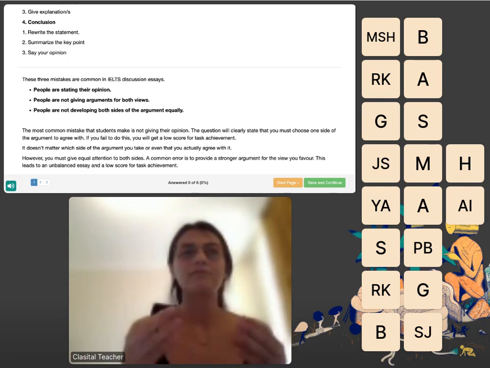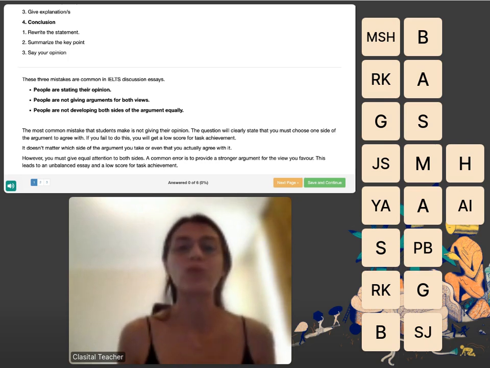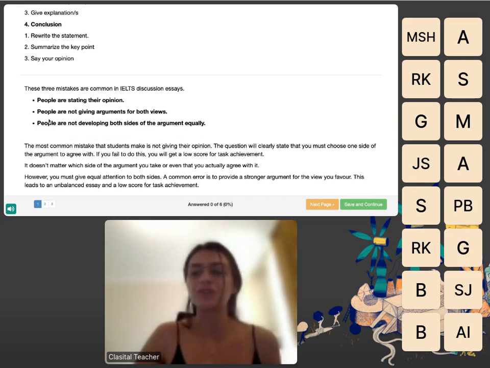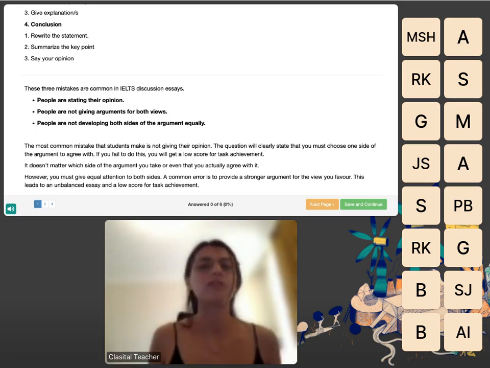But basically, giving 2 sides of the argument and stating your opinion would be the right way to go in discussion essays. And the second mistake people usually do is not giving arguments for both of the views. So as I've said, you're given 2 different views and you need to talk about both of them in detail in different paragraphs. And lastly, people usually do not develop both sides of the argument equally.